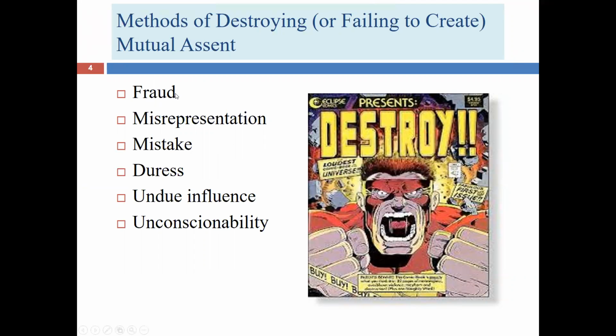Fraud is an intentional lie that one party to the contract makes to another. Misrepresentation is an innocent misstatement of fact, but a misstatement that the person who made it should have been more careful about, and the other side relies upon that to its detriment. In both cases, and even in the third case, the mistake or the error has to be material, or significant to the deal. In a mutual mistake situation, both parties are mistaken about a material fact. In a unilateral situation, only one party is mistaken.